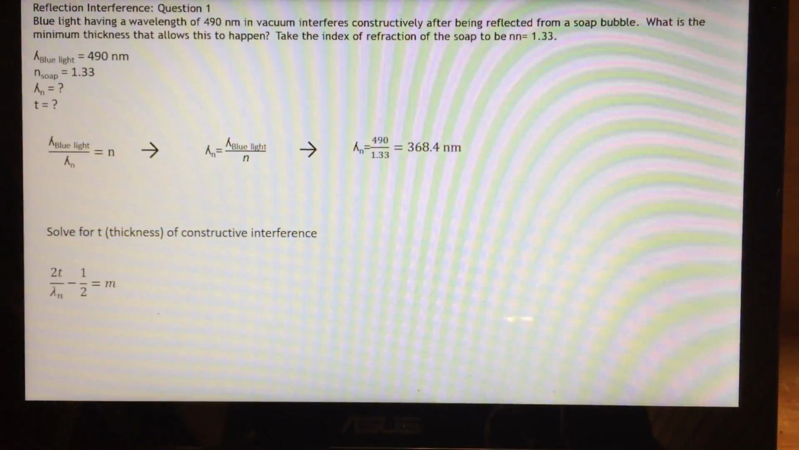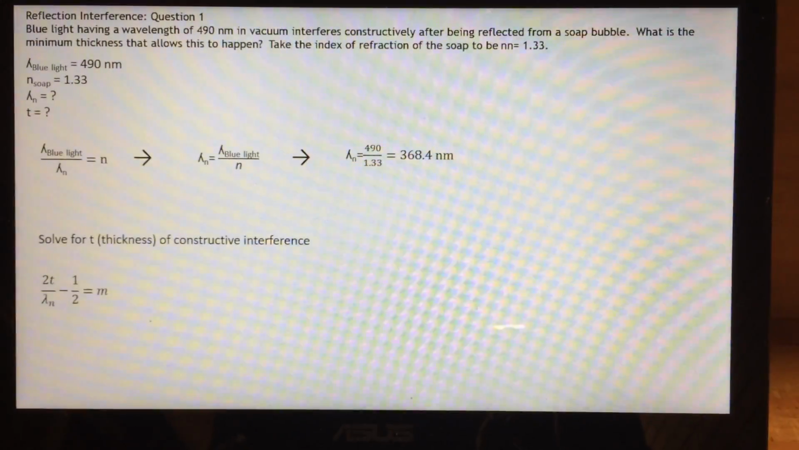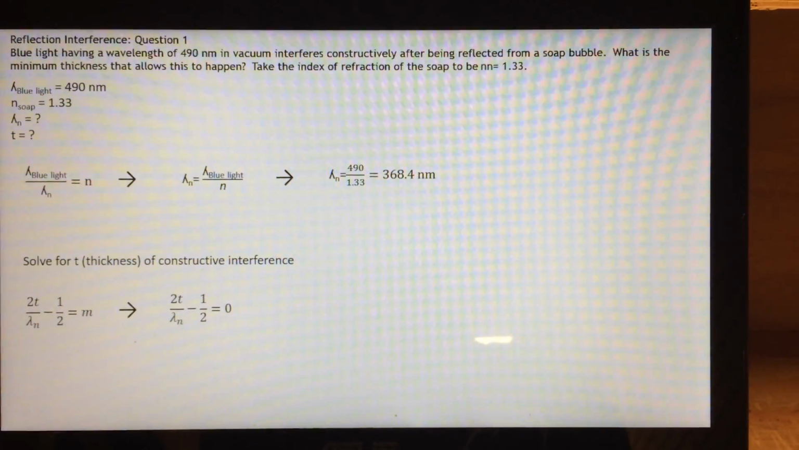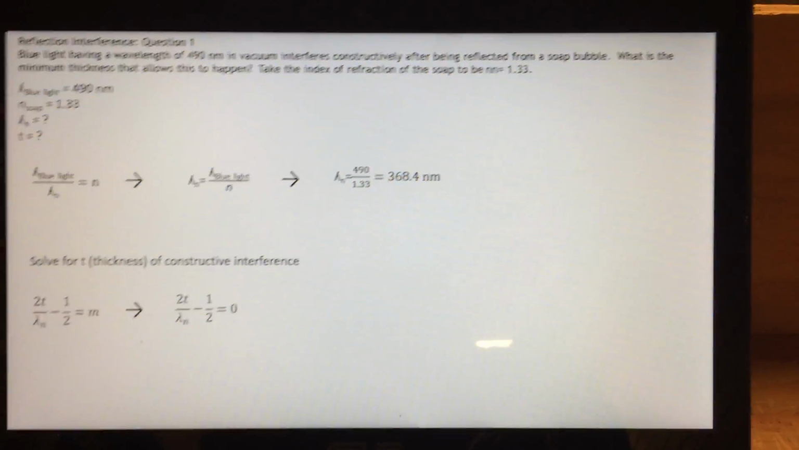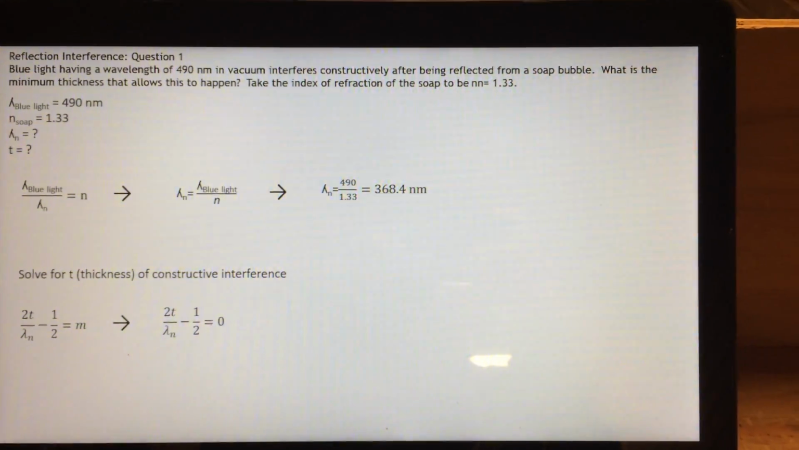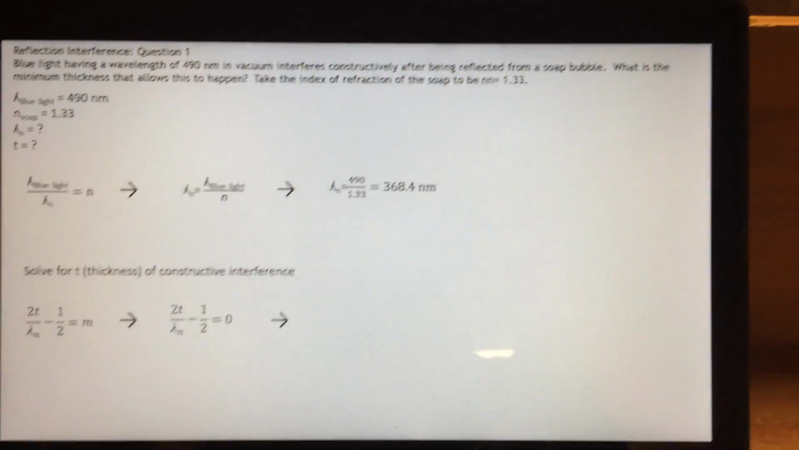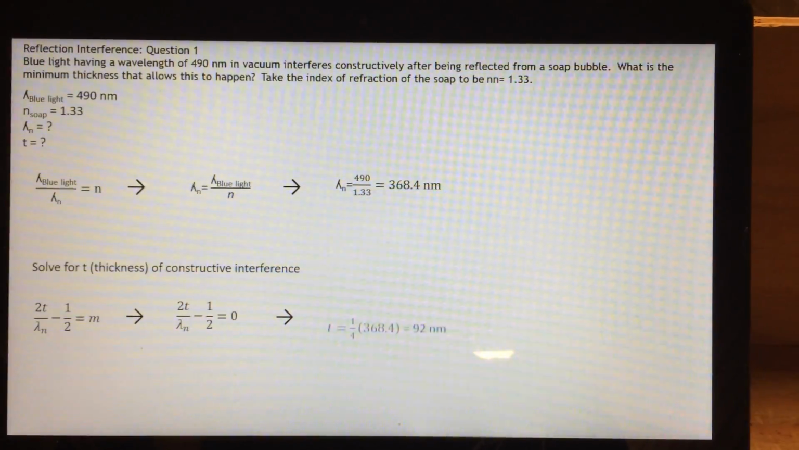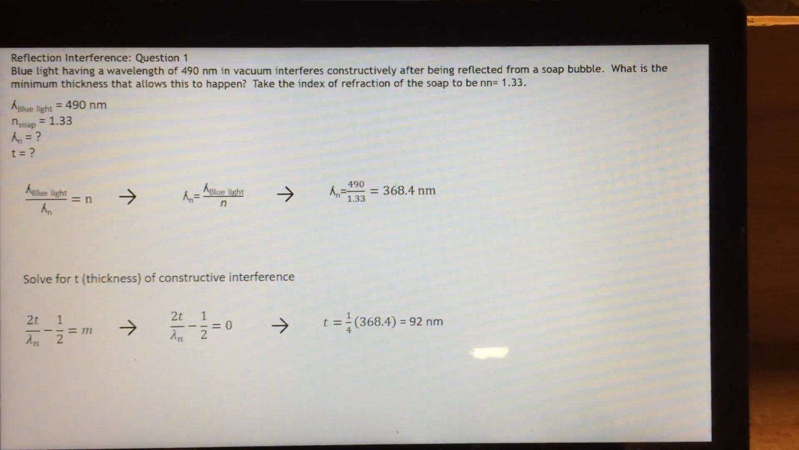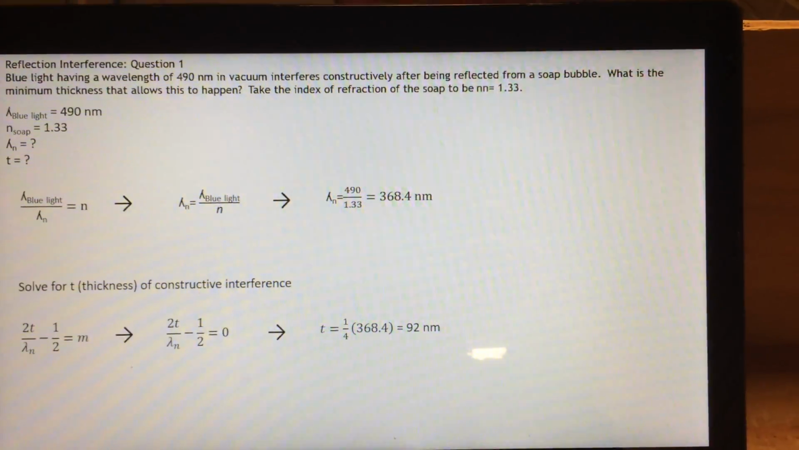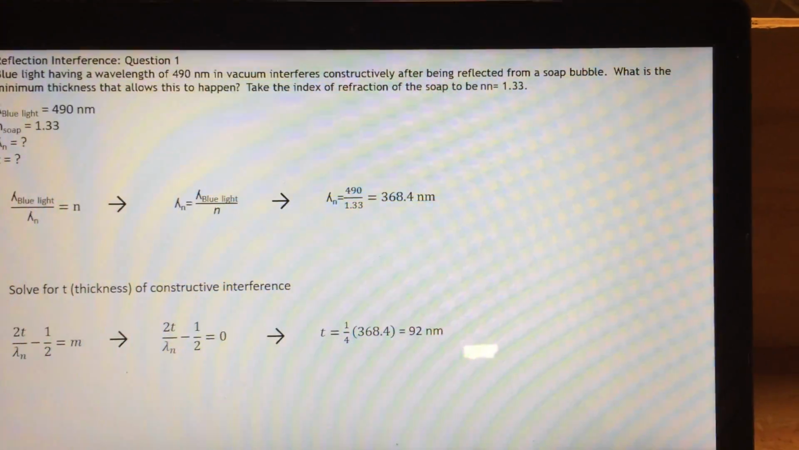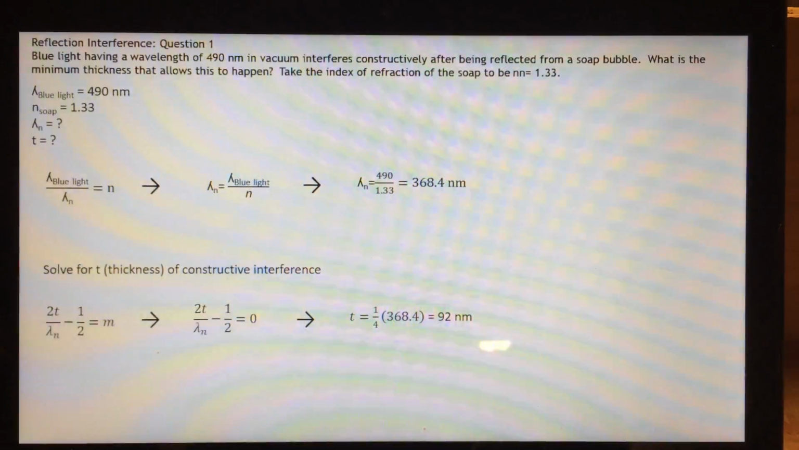which is given to us in our manual. We know that m is equal to 0 because this is the minimum thickness, and m only goes all the way to 0, so it's 0. But then we rearrange the formula to isolate T, and we get T is equal to 1/2 of 368.4. T is equal to 1/4 of 368.4, which is 92 nanometers.